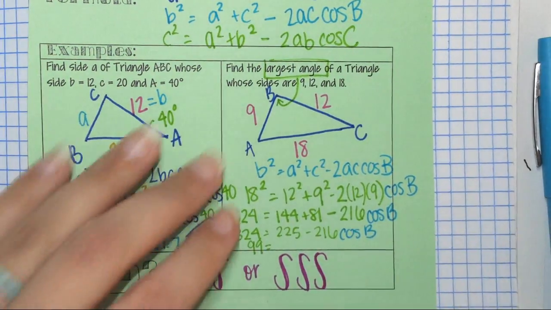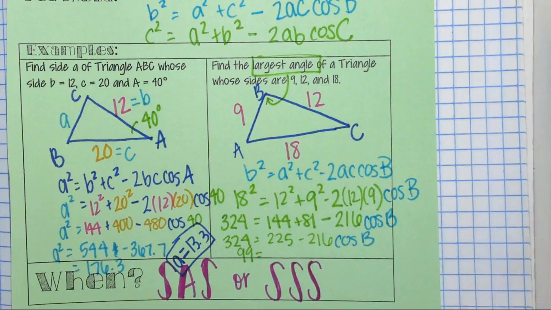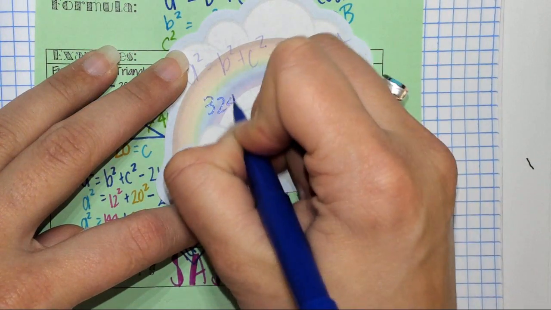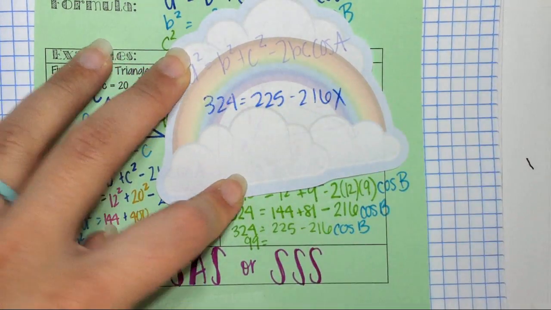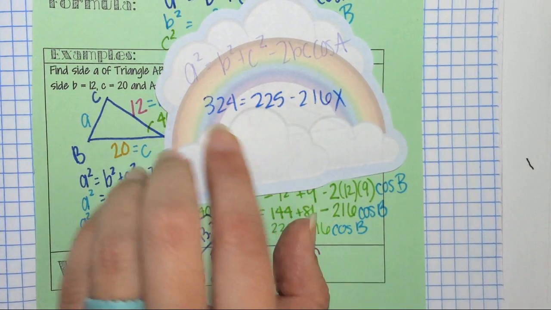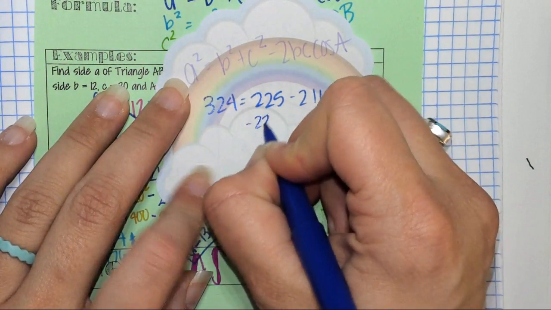Because this is like saying 324 equals 225 minus 216x. Okay? So if we're solving for x, we're going to move this 225 over here, and how would we do that? We would subtract it.